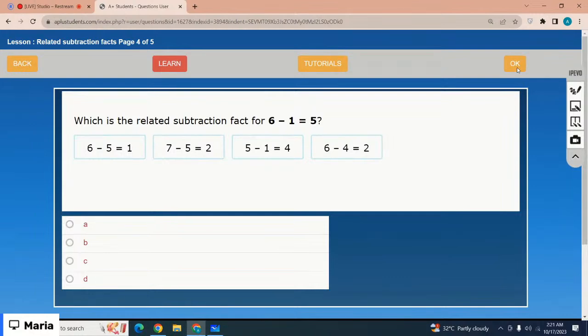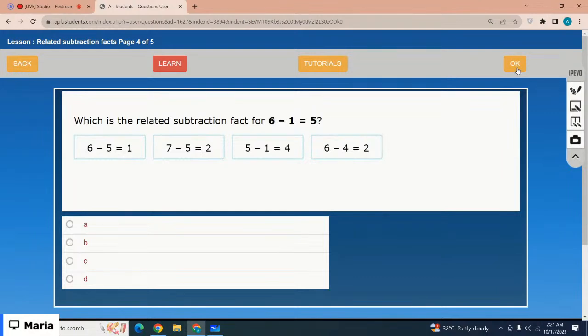C is 5 take away 1 equals 4. But the related subtraction fact means that both sentences have exactly the same numbers involved, right? 6 take away 1 equals 5. That means the related subtraction fact must have 6, 1, and 5, right? But their position is swapped, right? 1 and 5 have their positions swapped.